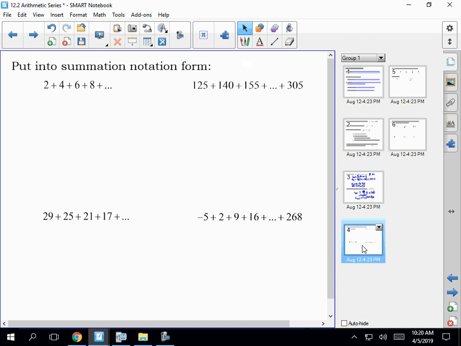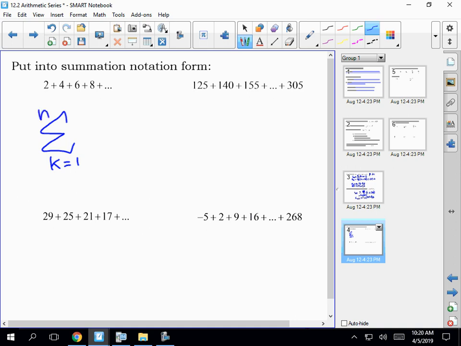We're just going to do a couple of these. These are kind of working the other direction. We're going to put this in summation notation form. So we've got something like this. This is k equals 1 up to, because this is infinite, it's going to be up to n. And then all we have in here is a formula that represents how we generate these terms. So this might take a little bit of thought.